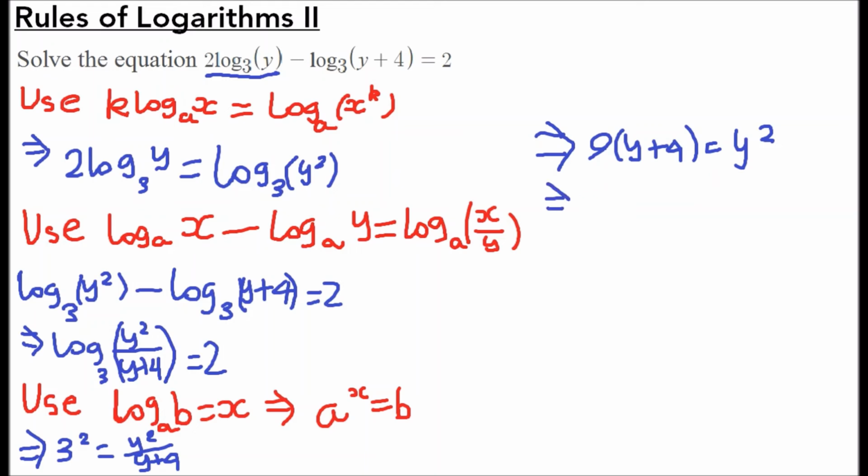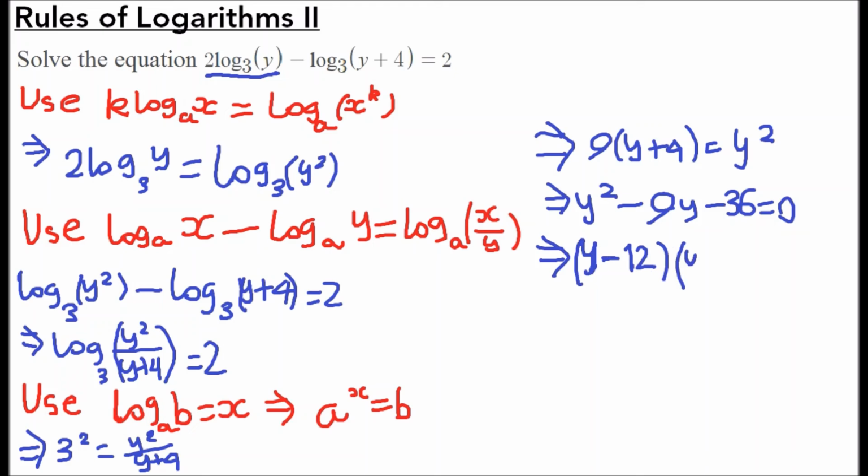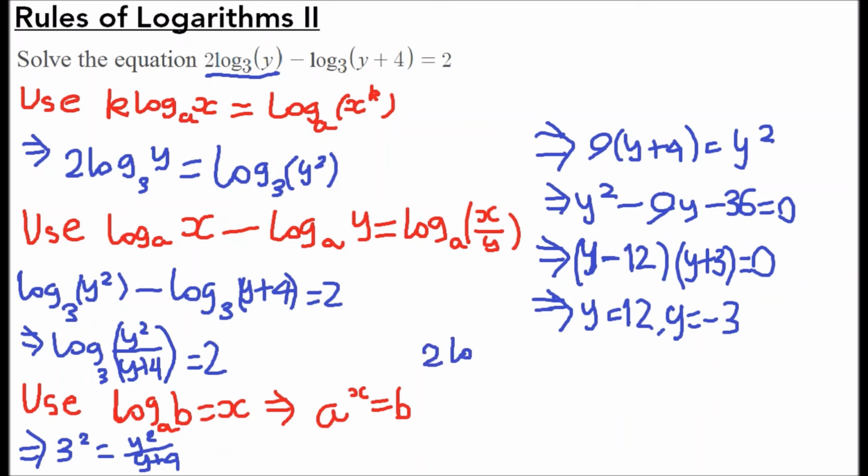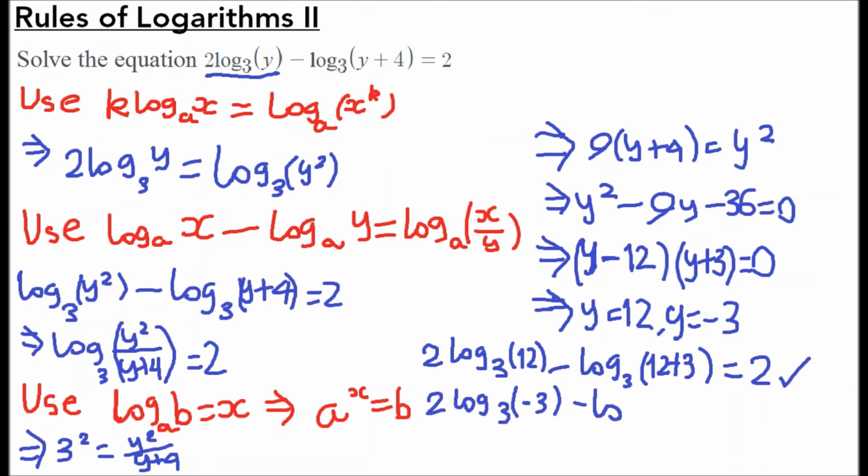Now this just becomes a quadratic equation where y squared minus 9y minus 36 equals 0. Now if we factorize this, we get y equals 12 and y equals negative 3. Now there's one last step we have to do, and that's substitute these values back into our calculator. If we substitute y equals 12, we get 2, which is true. But if we substitute y equals negative 3, we get an error. This means that the only solution is y equals 12.